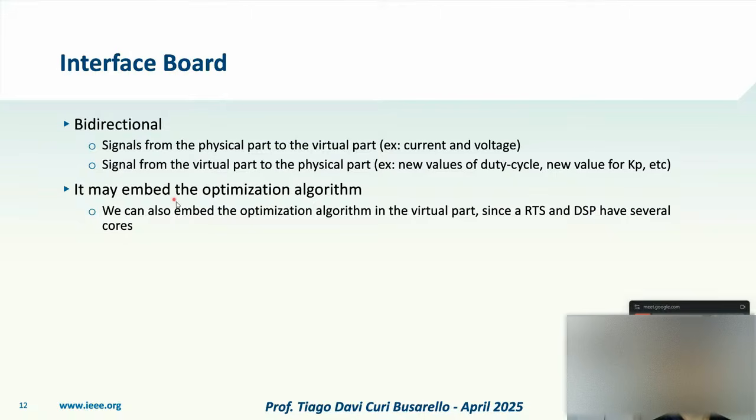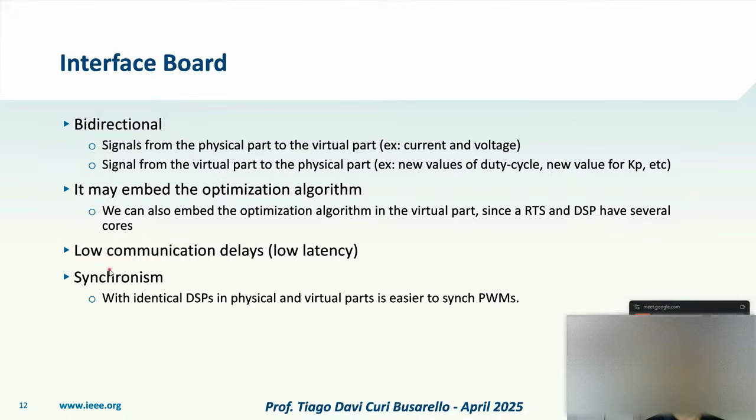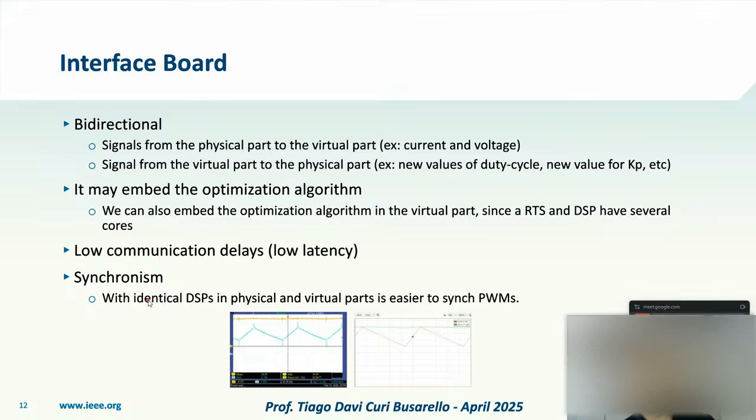We can also embed the optimization algorithm in the virtual part, since the real-time simulators and also our microcontrollers have several cores. You can separate one core just to run the algorithm, another core to run the model. The interface board may present low communication delays, and this one I think is the most challenging in this digital twin setup, which is the synchronization. Because if you take a look at this picture here, we are going to compare the simulated current against the real current of our system.